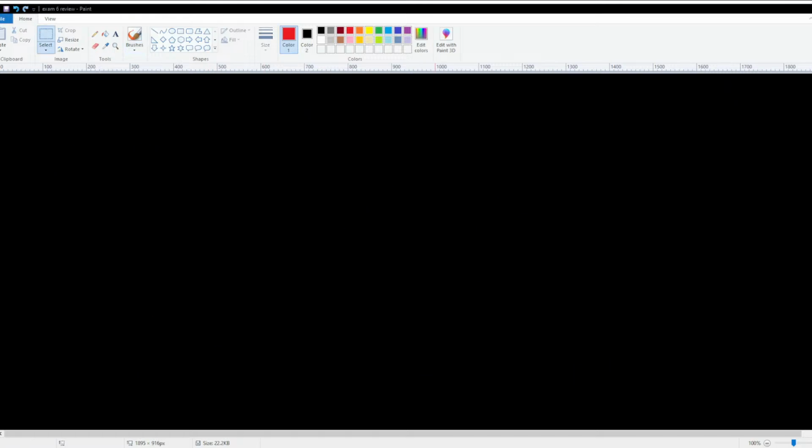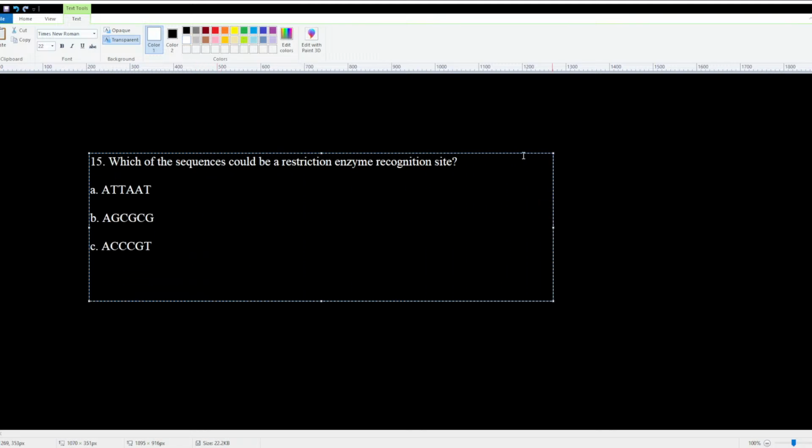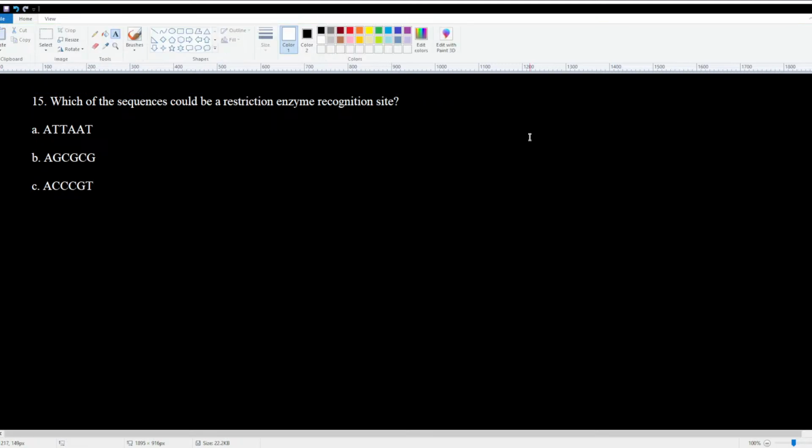So, moving on. Number 15 is referring to palindromics, I guess you could say. Which of the following sequences could be a restriction enzyme recognition site? So, remember, what do we want to do with the restriction enzyme? We want to go into a specific sequence of DNA and cut it at that point so we could go ahead and insert something.